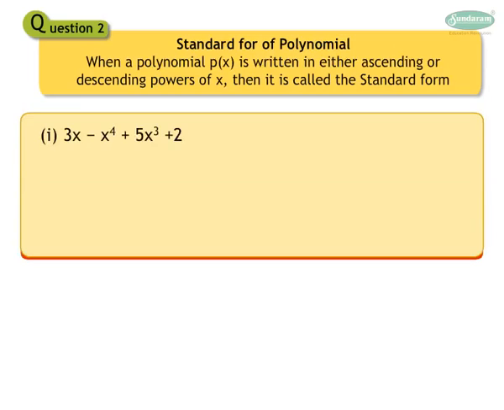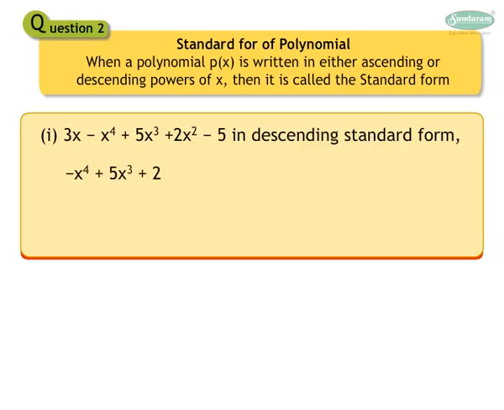3x minus x raised to 4 plus 5x cube plus 2x square minus 5 in descending standard form. Hence we begin with highest power of x, which is 4. So we write minus x raised to 4 first, followed by next power, which is 3. So we write plus 5x cube and then go on to write plus 2x square plus 3x minus 5.